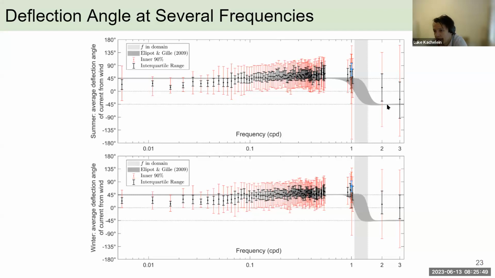And this dark gray is the best performing model of the more sophisticated but still pretty idealized models, which one of Sarah's students back in 2009, Shane Elipo, and Sarah together wrote a paper on, basically just to show the difference. So Ekman theory is just a step function. It'd be 45, 45 all the way, and then at the inertial frequency, it shifts down to negative 45. And then this theory provides a smoother transition.